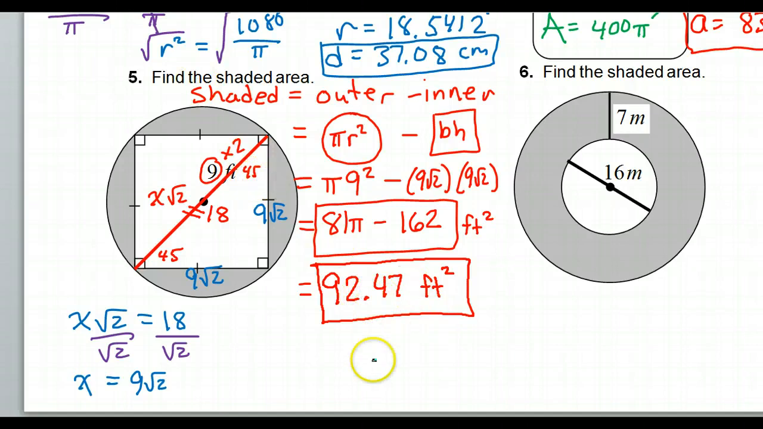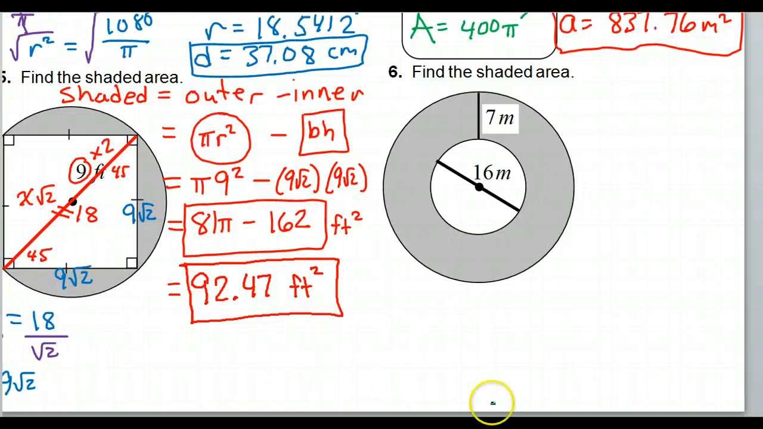That is how you do a shape inside of a shape. To find the space between, you will always find the area of the outer shape and subtract the area of the inner shape. Alright, so watch out for that.